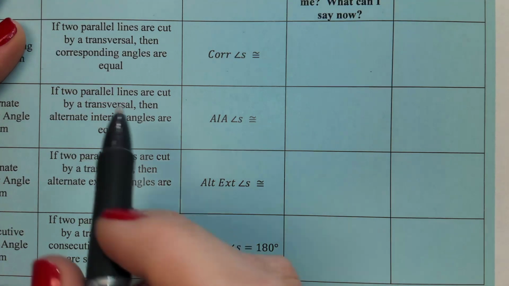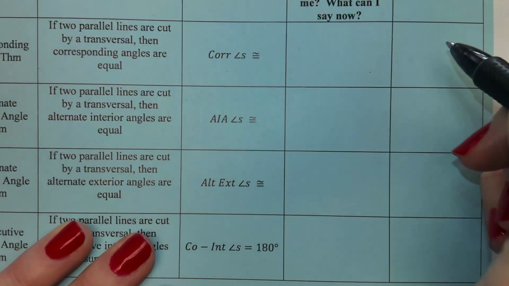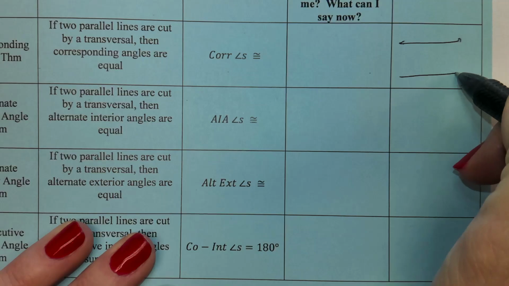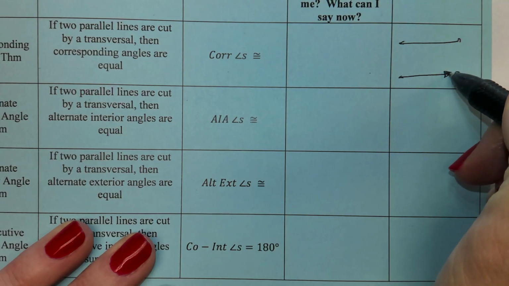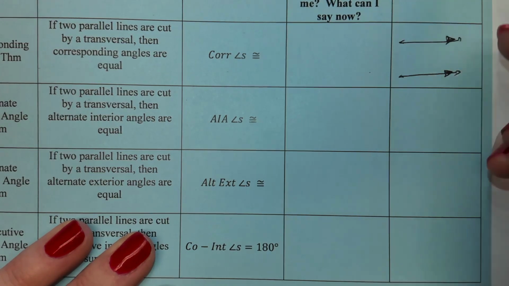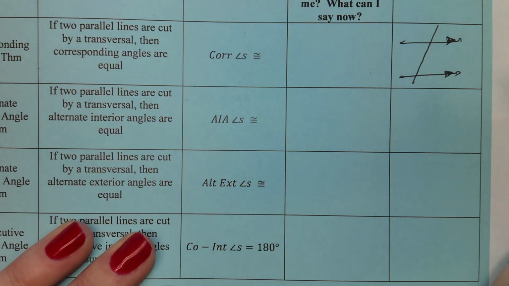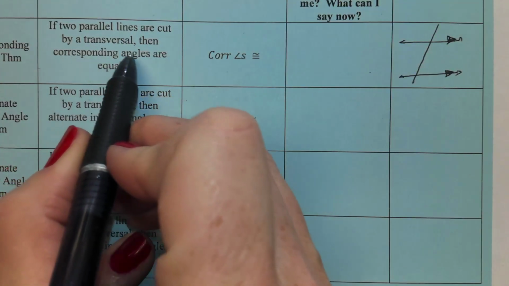So the first one reads, if two parallel lines are cut by a transversal. So I'm going to draw two parallel lines. I'm going to put triangles on them so we know that they're parallel. Now I'm going to cut them with a transversal. And then it says, then the corresponding angles are equal.